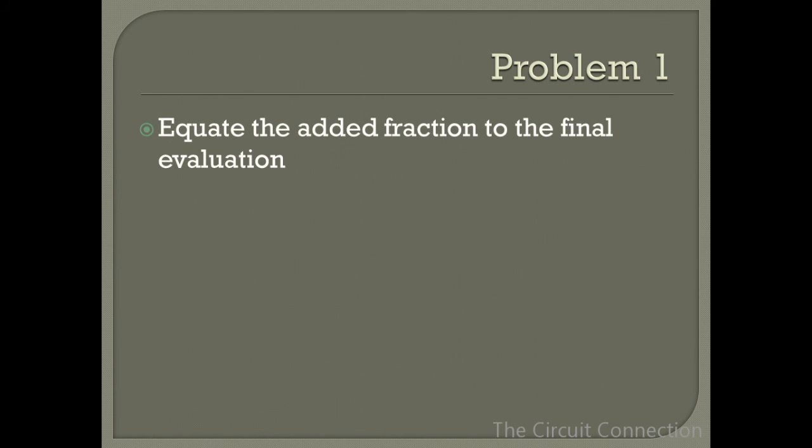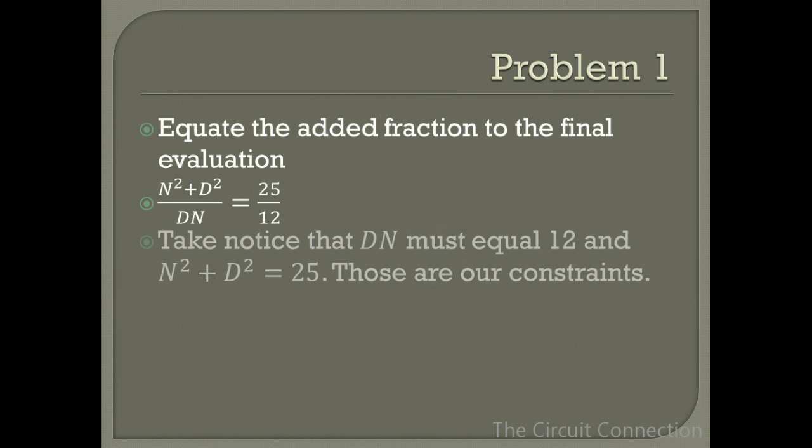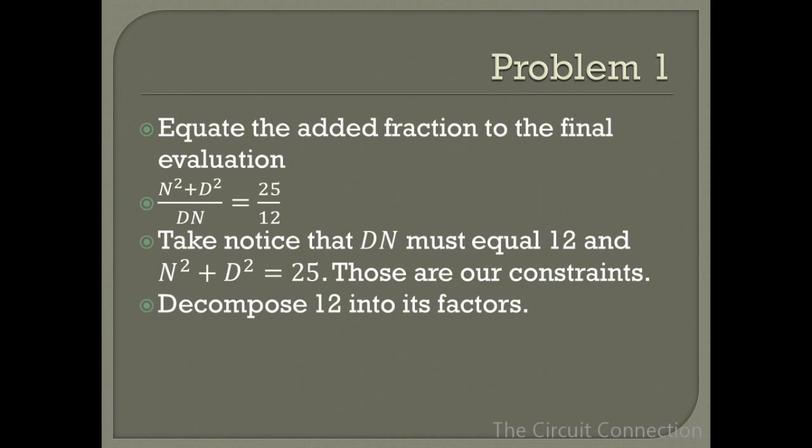Next, equate the added fraction to the final evaluation. So n squared plus d squared over dn equals 25 over 12. So we automatically can see that dn must equal 12, and n squared plus d squared must equal 25. These are our constraints. So next I'm going to decompose 12 into its factors.